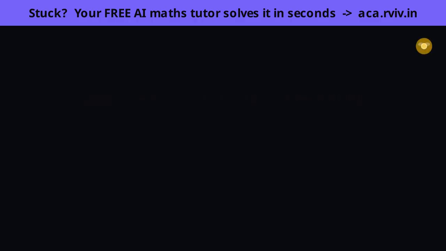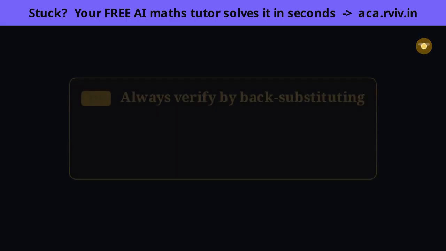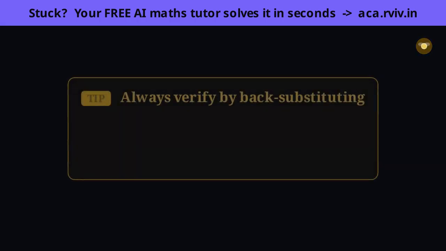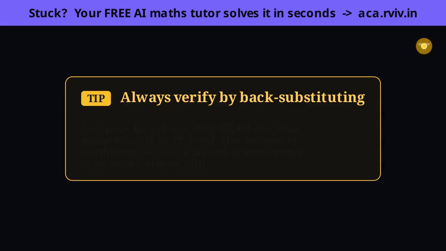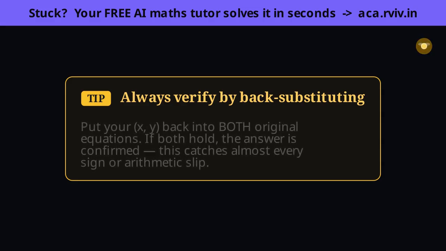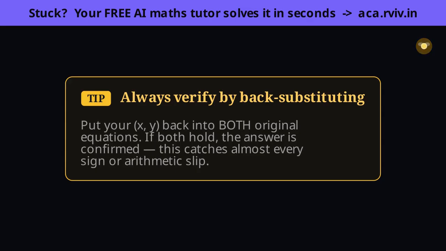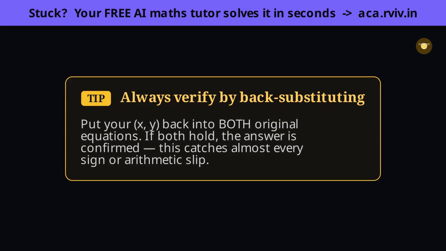Never skip the check, and here's why it's so powerful. The solution is defined as the point that satisfies both equations, so if you drop your x and y back in and both come out true, you've confirmed the answer against its own definition. There's no way it can be wrong. Use the original equations, not the ones you rearranged, because a slip made during rearranging would otherwise go unnoticed. This one habit catches nearly every sign slip and arithmetic mistake before it costs you a mark. A few seconds of checking is the cheapest insurance in the whole exam.